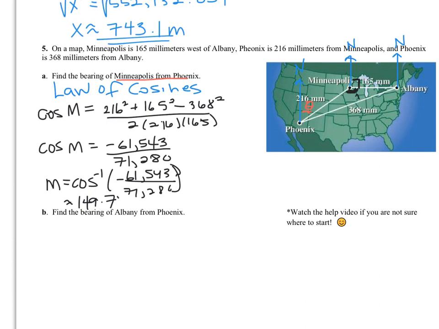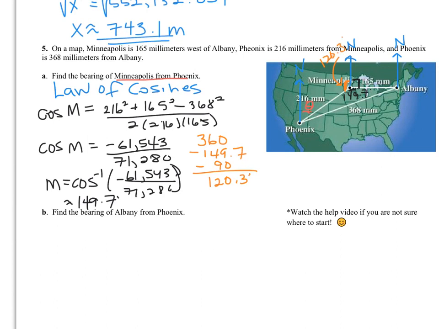So now I'm just going to erase this and write that angle measure in, 149.7 degrees. That's this angle right there. Knowing that the angle from Minneapolis to Albany is a 90-degree angle, we can then find the angle on the left by using 360 and subtracting out the 149.7 and the 90. That would give us just what's left over. 360 minus 149.7 minus 90 is 120.3 degrees. That would be this angle on the left-hand side of Minneapolis.